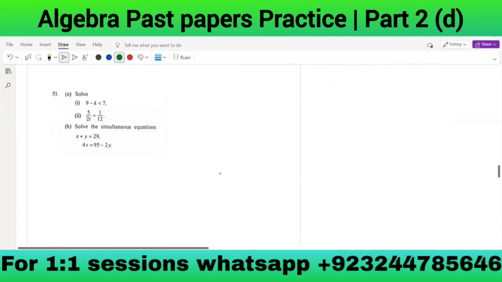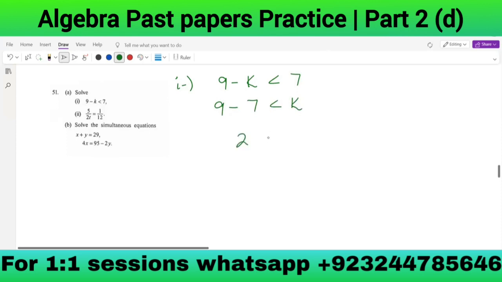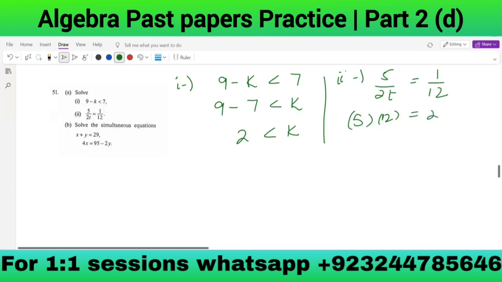Okay, solve. So part 1 says 9 minus k is less than 7. So 9 minus 7 is less than k. So 2 is less than k. Part 2 says 5 by 2t is equal to 1 by 12. So it's going to be 5 times 12, which is equal to 2t. 60 is equal to 2t. 30 is equal to t.